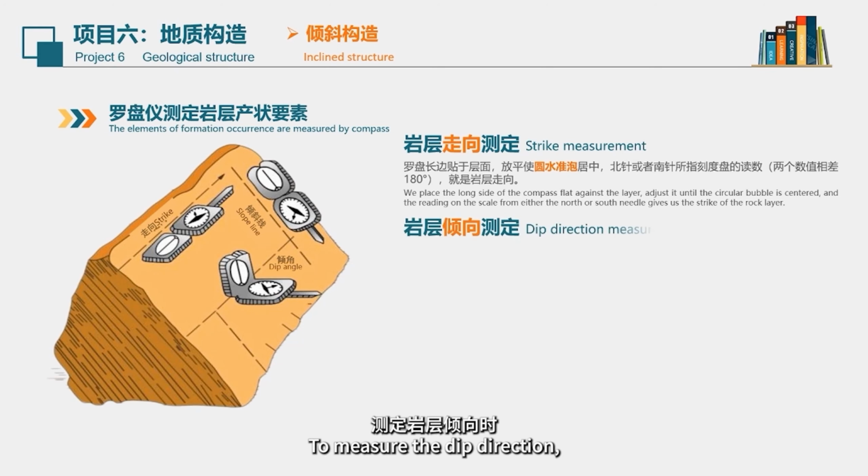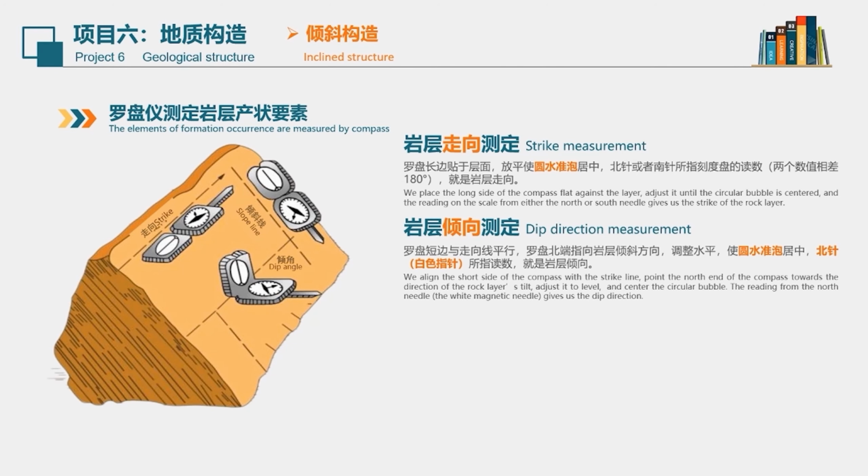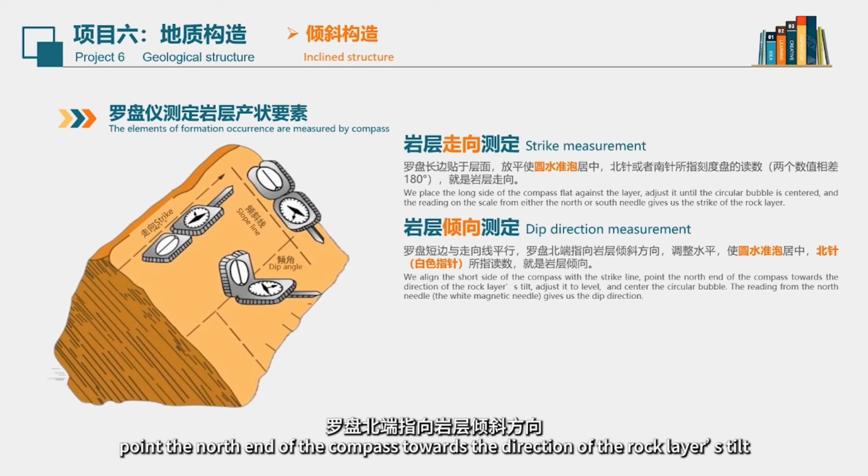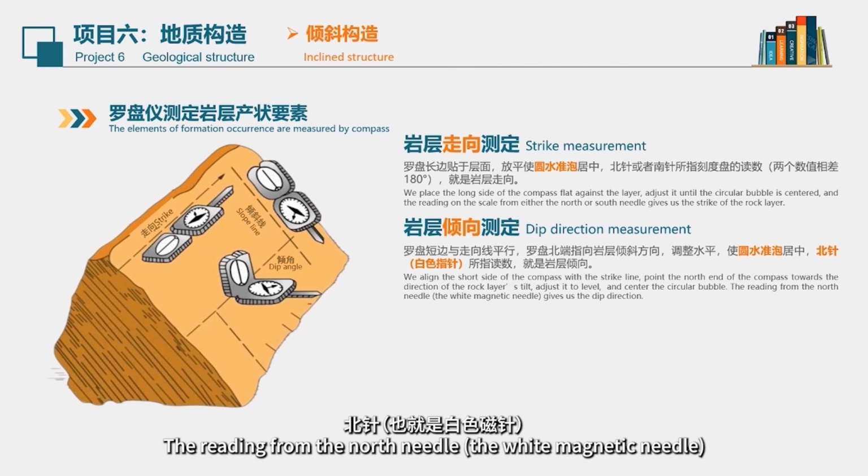To measure the dip direction, we align the short side of the compass with the strike line, point the north end of the compass towards the direction of the rock layer's tilt, adjust it to level, and center the circular bubble. The reading from the north needle, the white magnetic needle, gives us the dip direction.